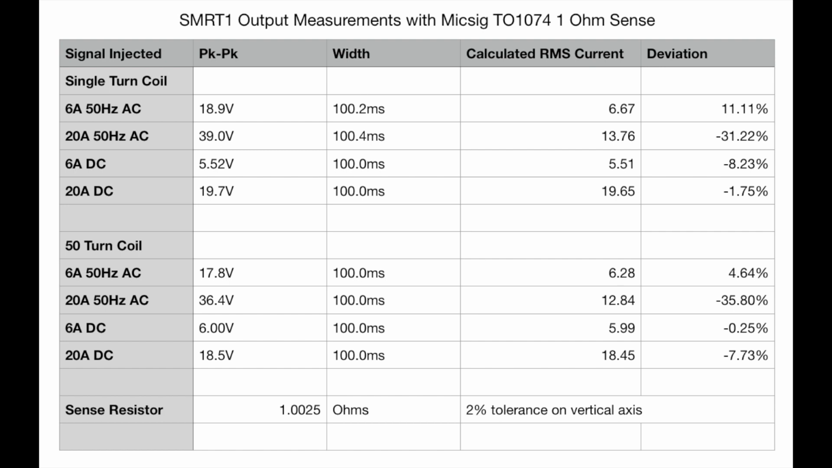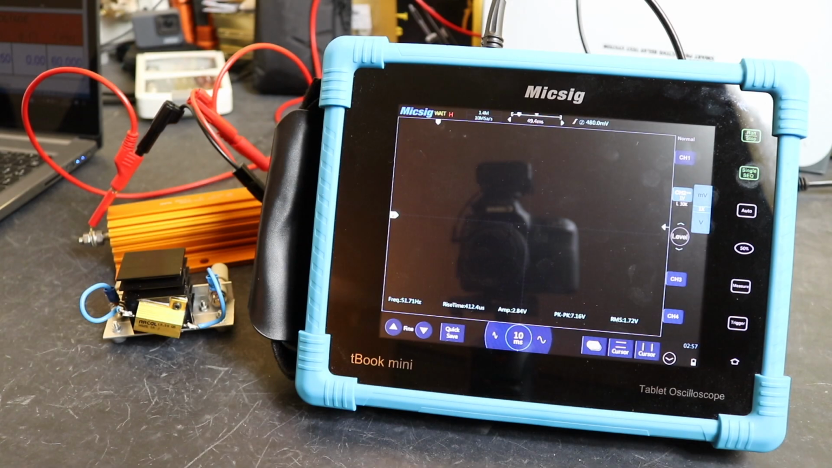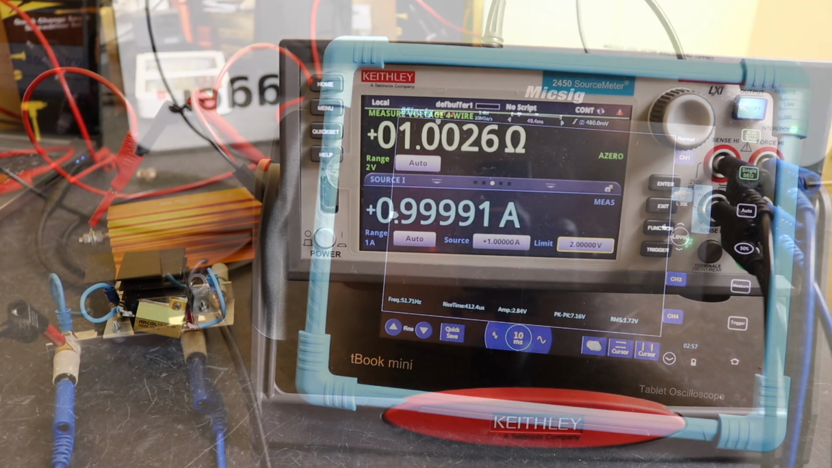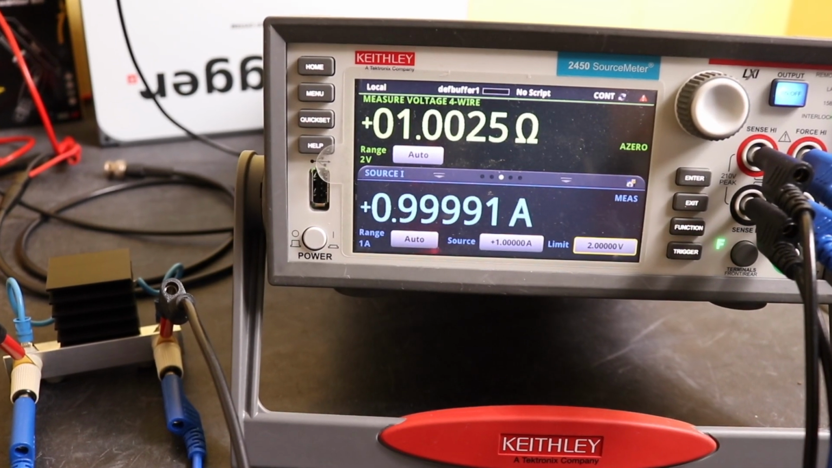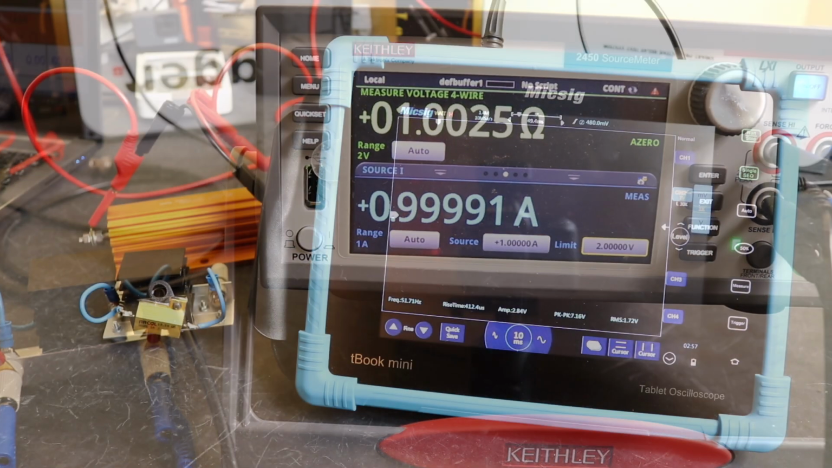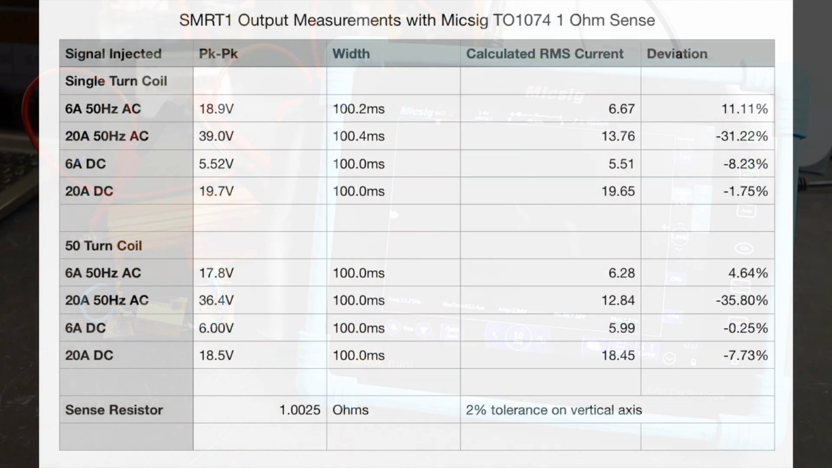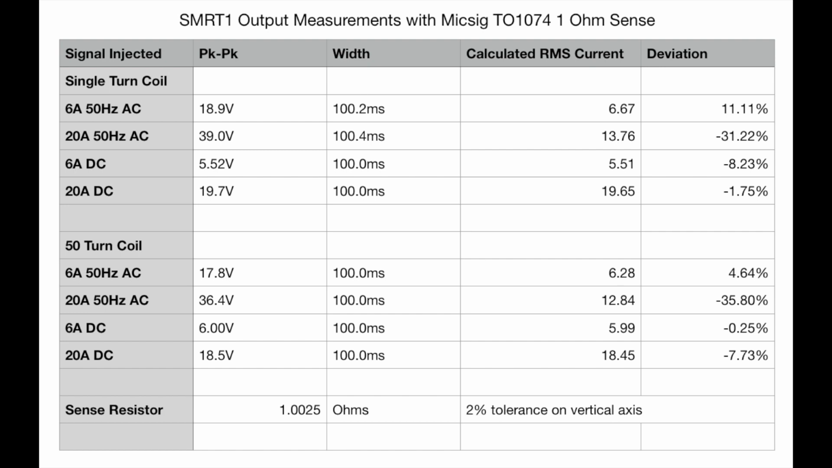Down at the bottom there, you've got the actual resistance measurement for the sense resistor I use. So it's slightly over 1 ohm. I made that measurement with the 2450 SMU, so that should be good and accurate. And then moving across to the right-hand side of the table, you can see I've calculated the equivalent RMS current based upon the voltage measurements taken and that sense resistor.